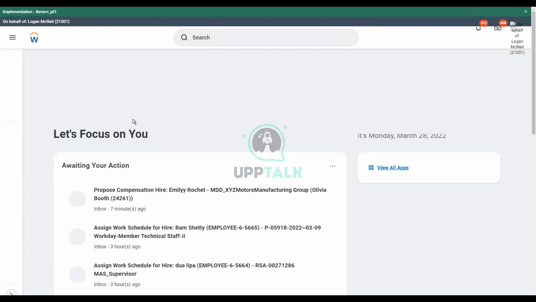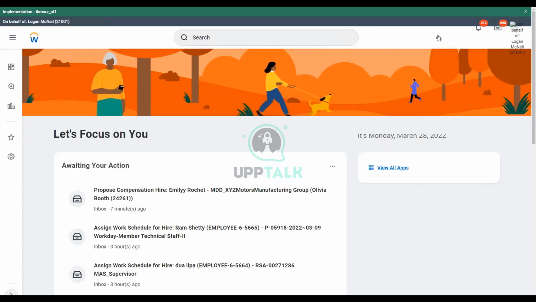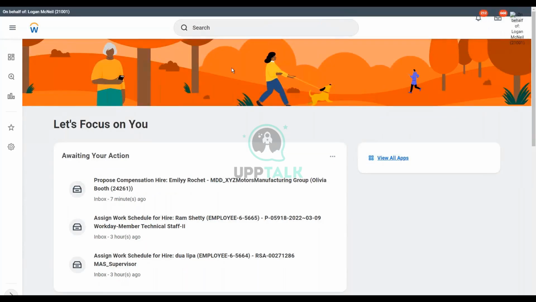Because that is what the allowance eligibility rule was designed for. But when we hired for a different management level, like manager, although the compensation grade etc. was the same, the allowance did not default because it did not satisfy the eligibility criteria. Okay.